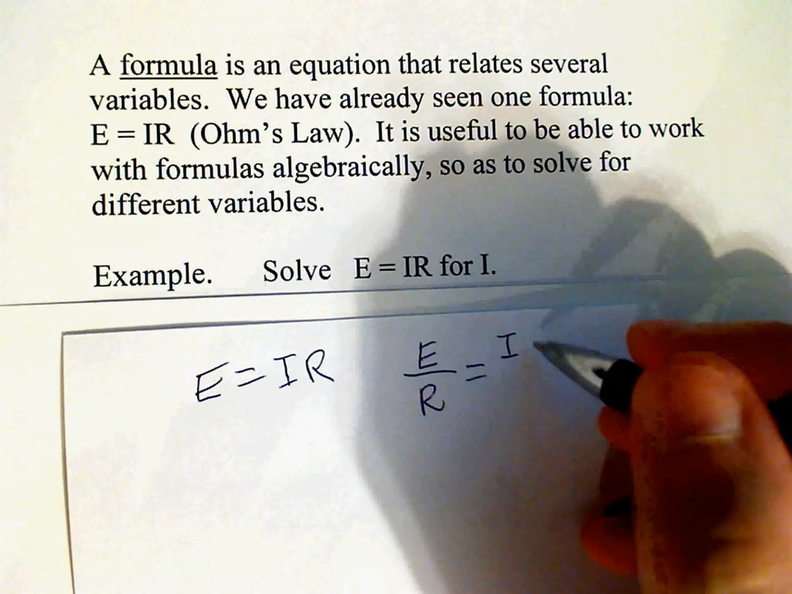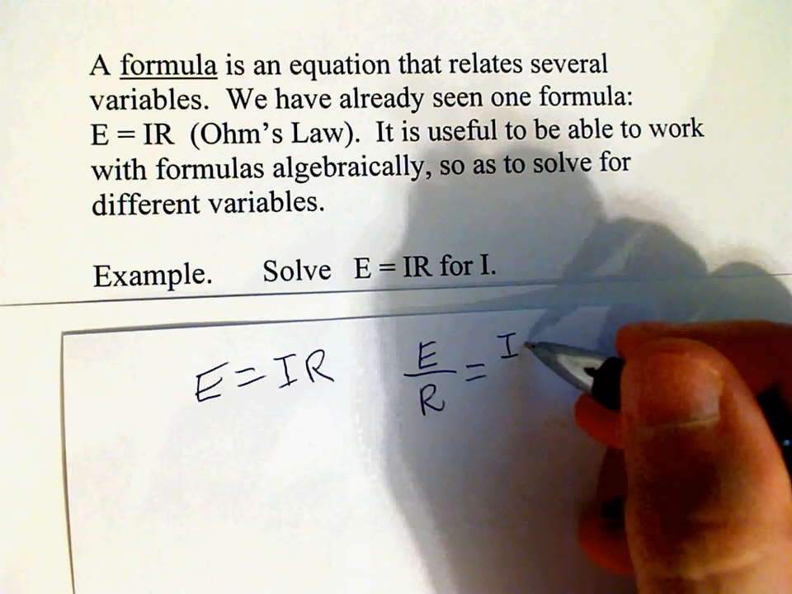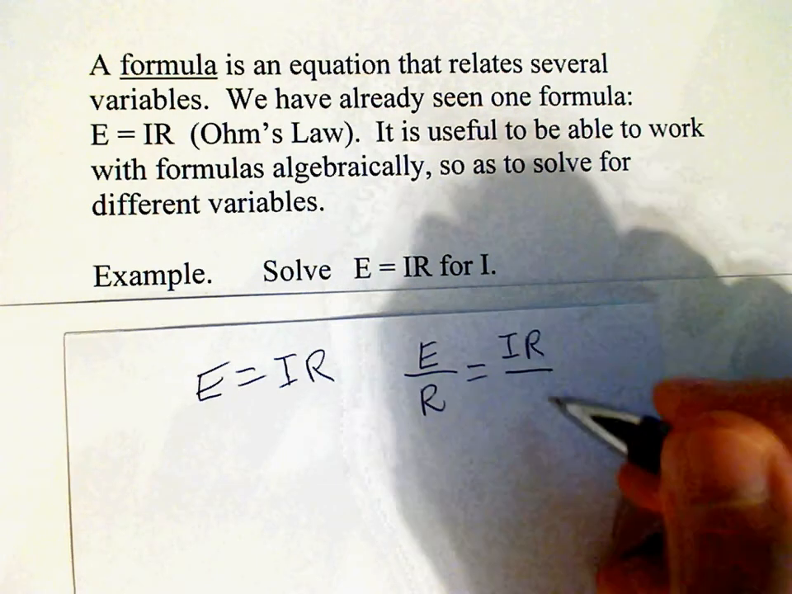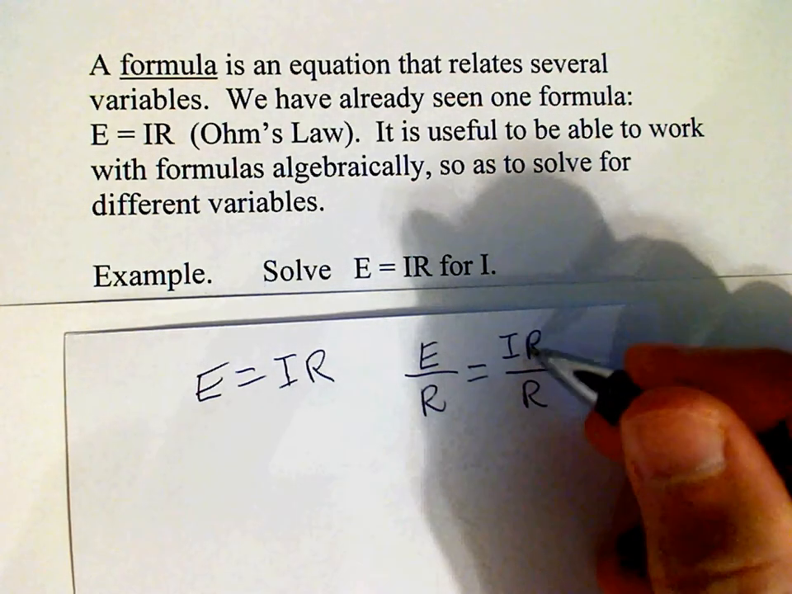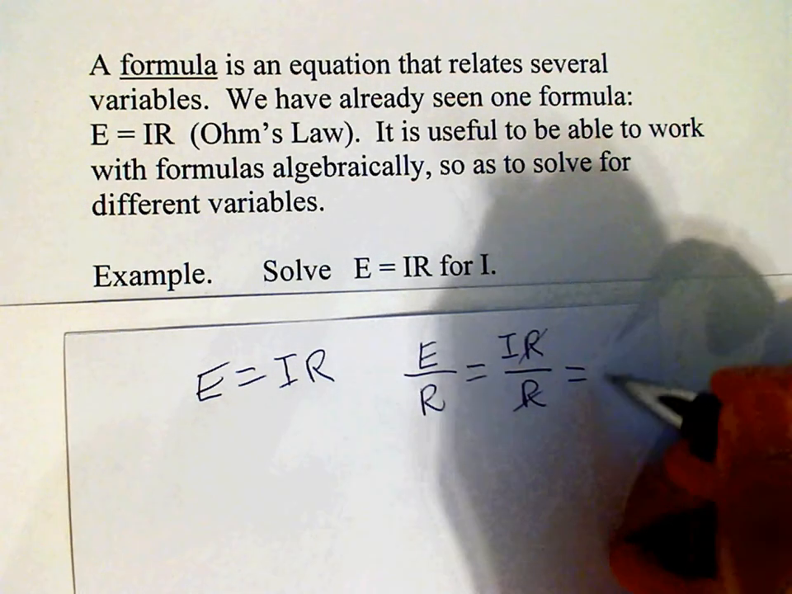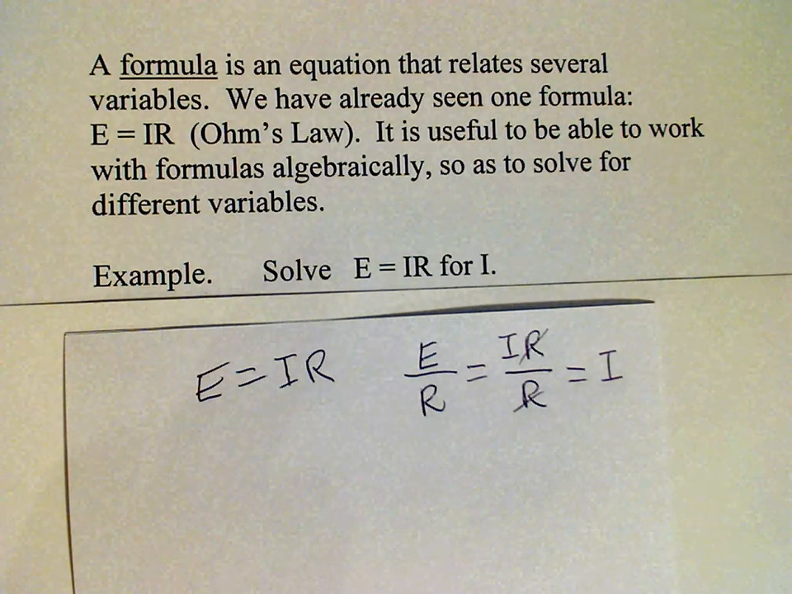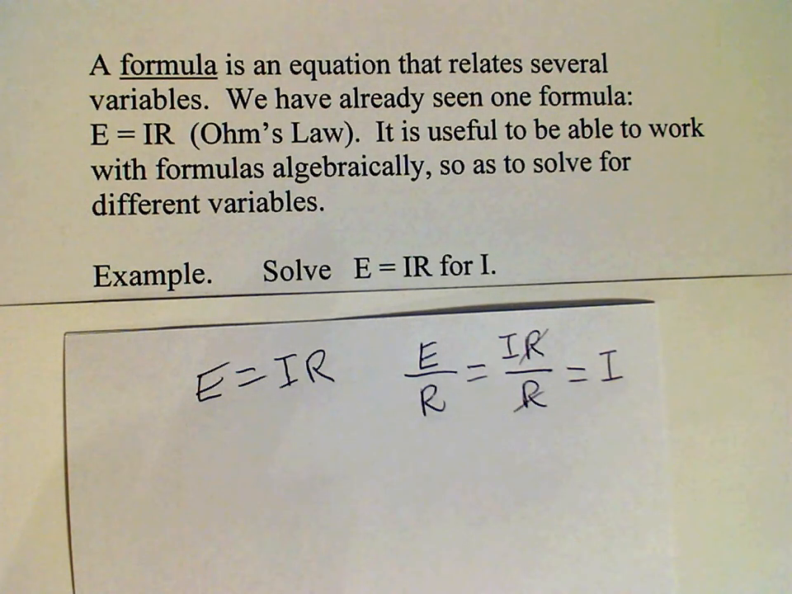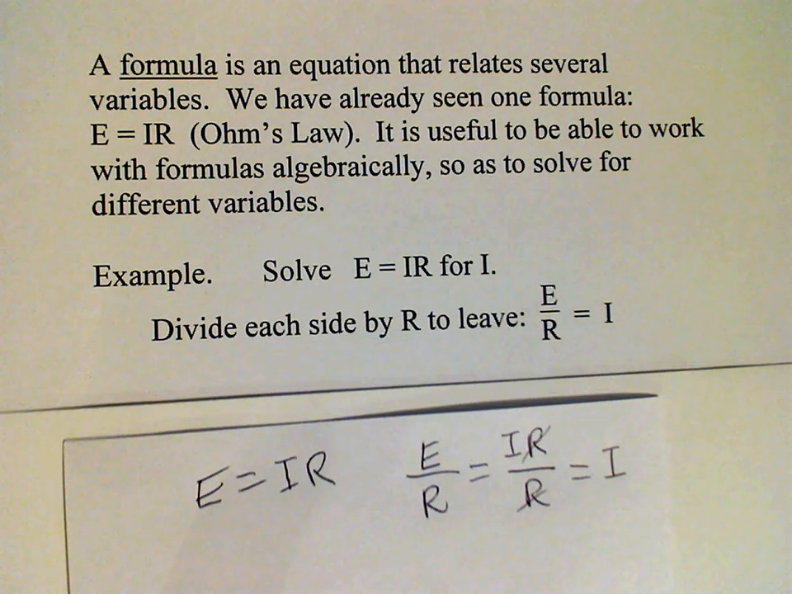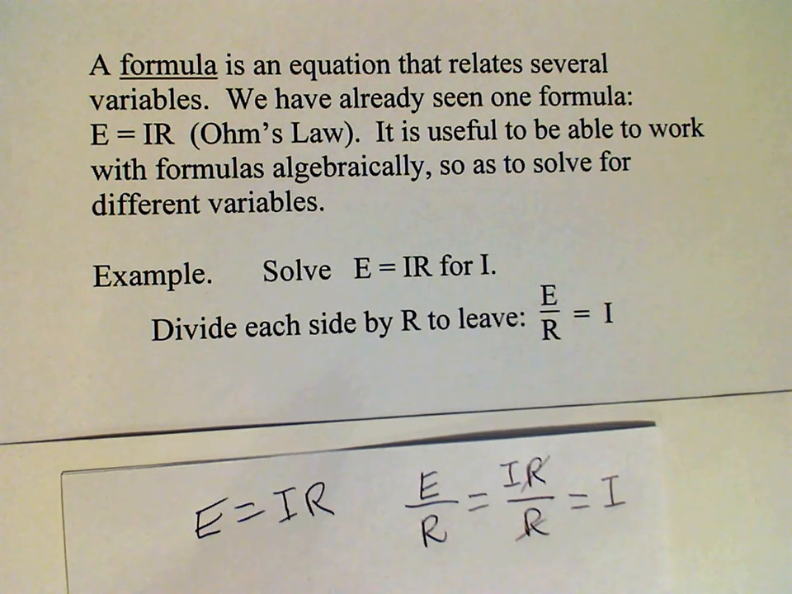E over R equals IR divided by R. And here the R's cancel. And so our equation is now solved for I, which is what we wanted. So now we have I is equal to E over R. And that's all there is to that.